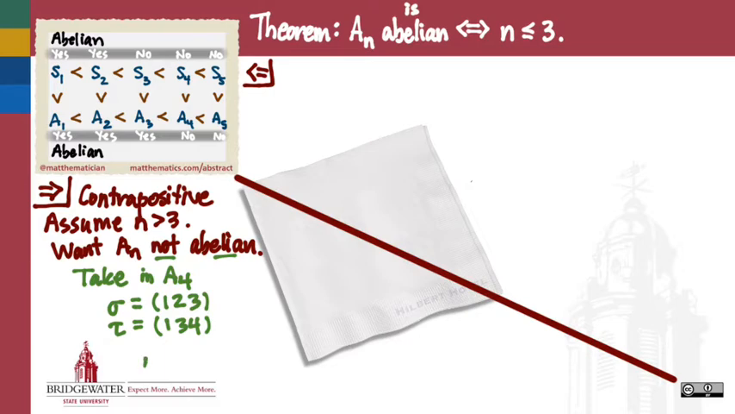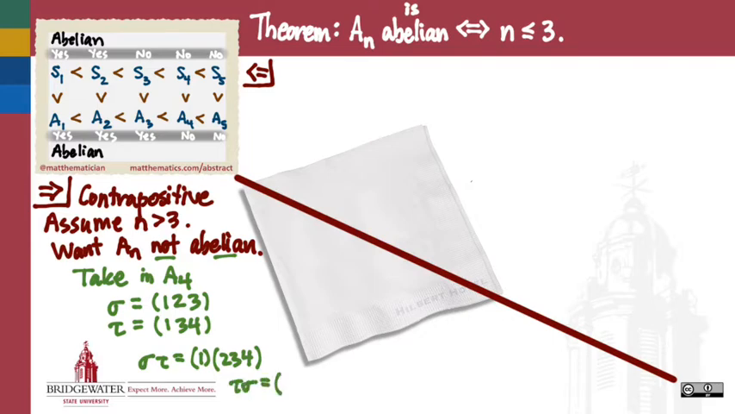You can check that sigma tau is, well, let's see. 1 is going to go to 3, and then 3 is going to go to 1. So 1 is actually going to end up in the same spot as it started. 2 is going to stay put and then go to 3. 3 is going to go to 4, which then stays put. So I think this is what you get when you do sigma tau. You may want to check me on that.